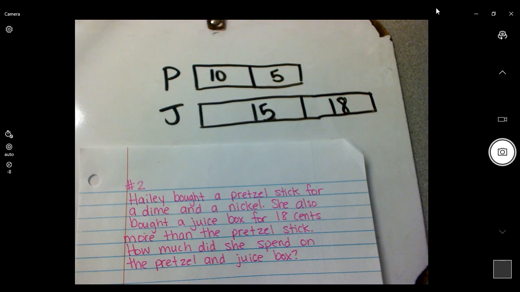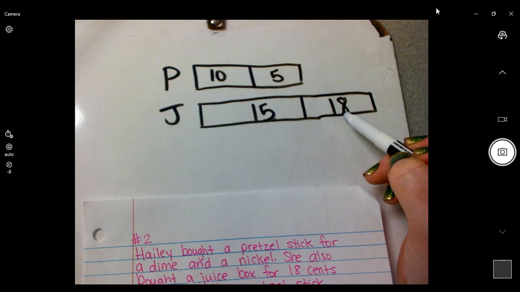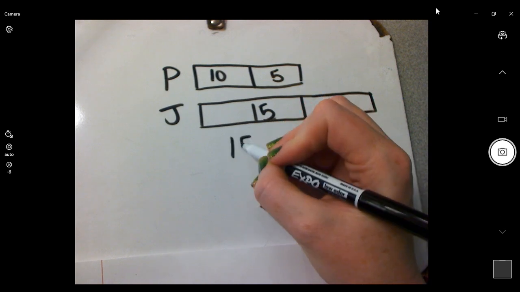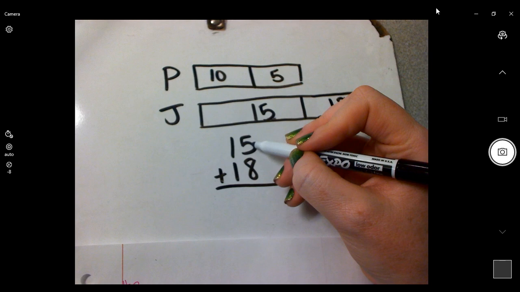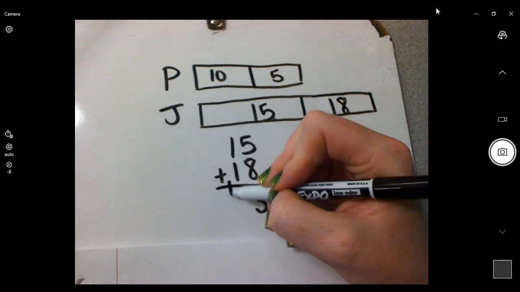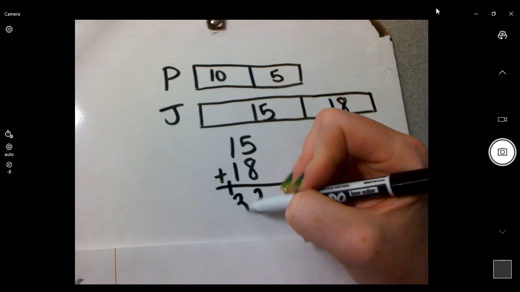How much did she spend on the pretzel and juice box? So we need to add 15 plus 18 to find out how much money she spent on both of those items. 15 plus 18. 8 plus 5, 8, 9, 10, 11, 12, 13. Our tens, 1, 2, 3.